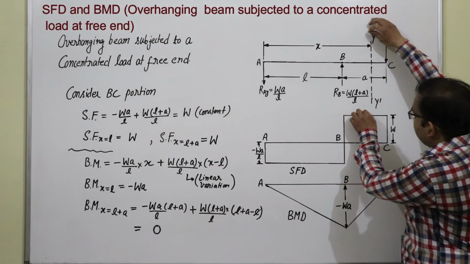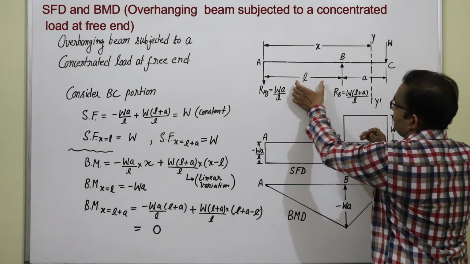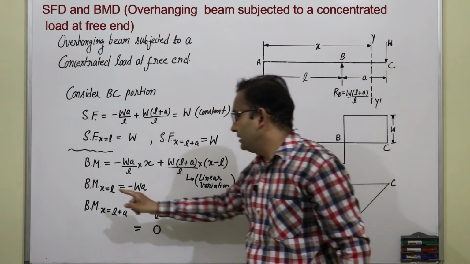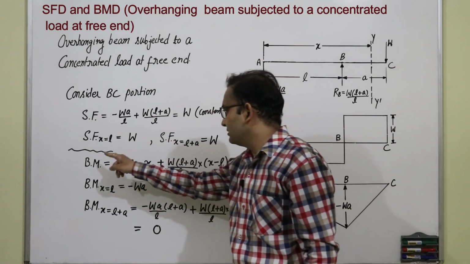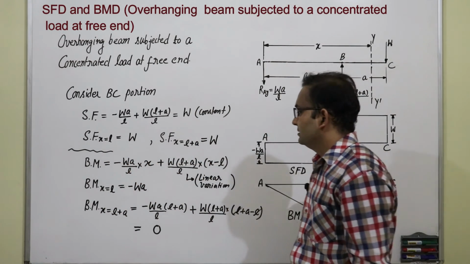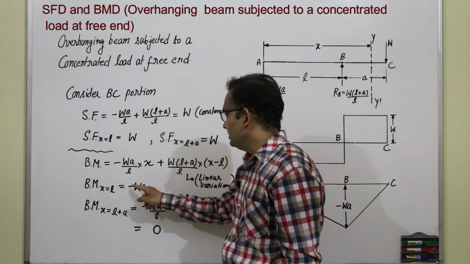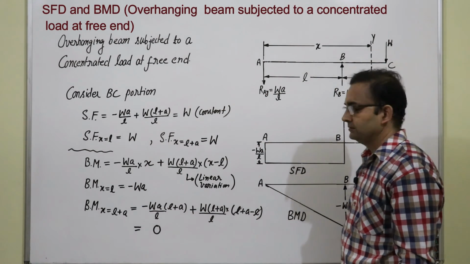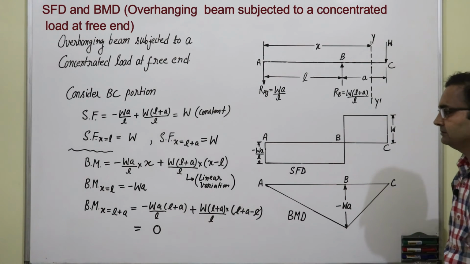After that, I will slide this section up to the point B. So, x will reduce, it will become equal to L. Bending moment at x equal to L, this is the general equation of the bending moment. After keeping x equal to L, we will get minus WA. So, at point B, bending moment is minus WA.